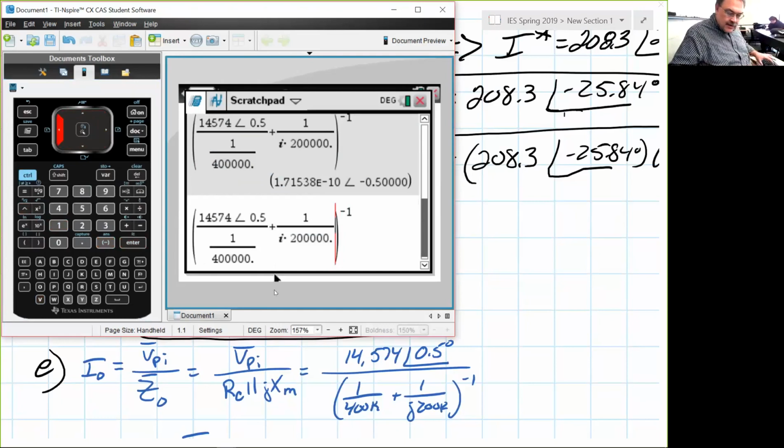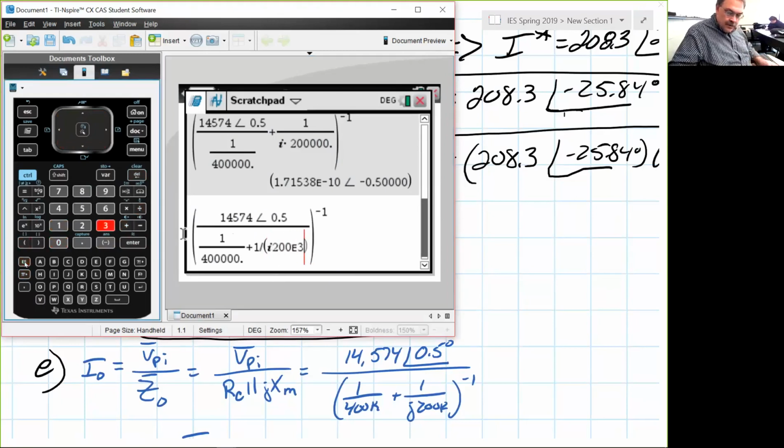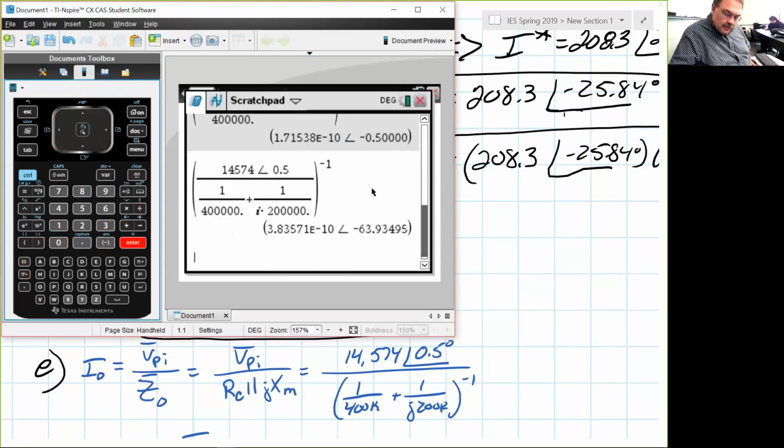So, let's see here. I think I'll just backspace through here and put in plus 1 divided by parenthesis, J 200 e to the third, and parenthesis. How about now?